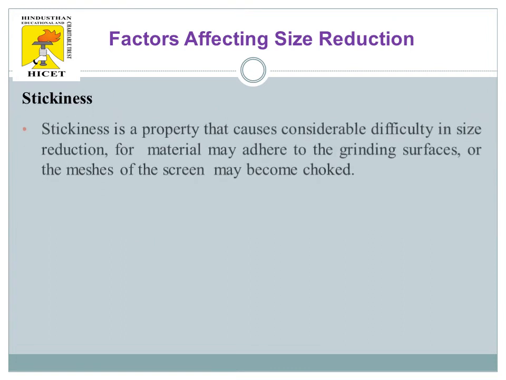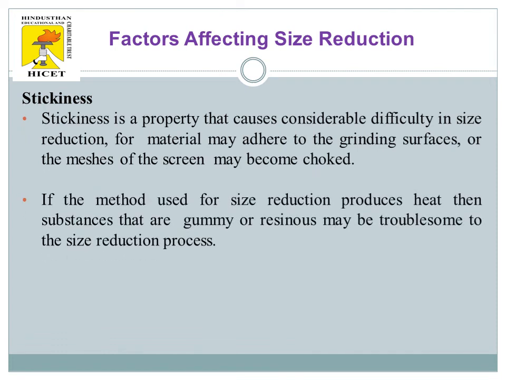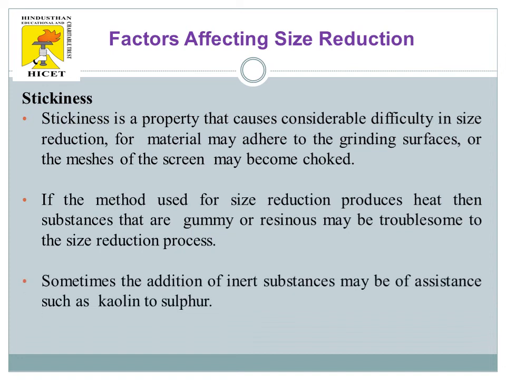The fourth and important factor is the stickiness of the material. If stickiness is very high, it causes difficulty in size reduction. If the material adheres to the grinding surfaces or meshes or screen, it will reduce the efficiency of size reduction. During the size reduction operation, if the equipment produces heat, the gummy materials can be melted and it will create trouble for the size reduction process.